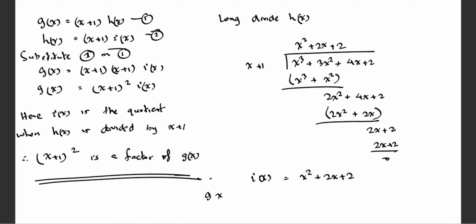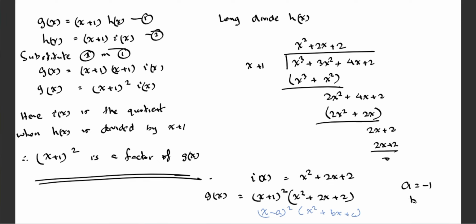So now you can write gx in the format of x plus 1 whole thing squared times x squared plus 2x plus 2. What have they told you to write? gx in the form x minus a whole thing squared, x squared plus bx plus c, where a, b, c are constants to be determined. a equals minus 1, b equals 2, and c equals 2. These are the values we need.